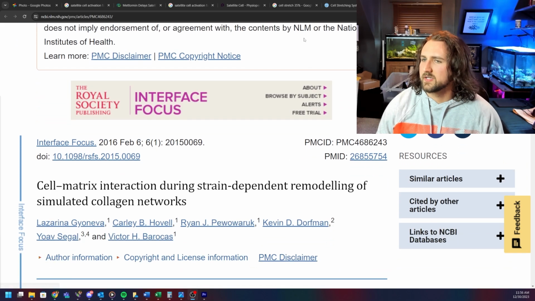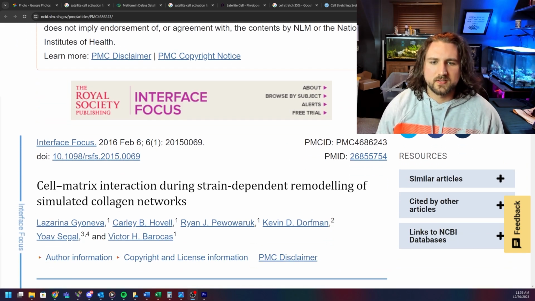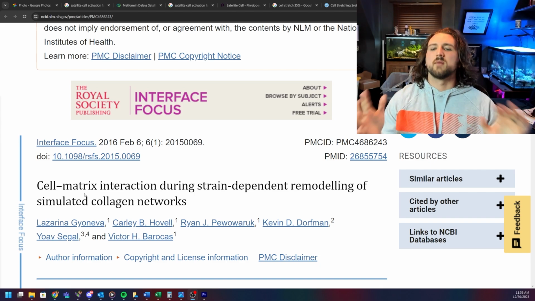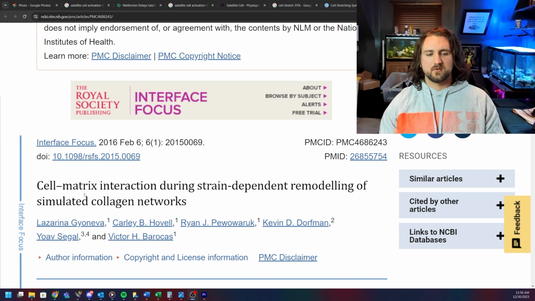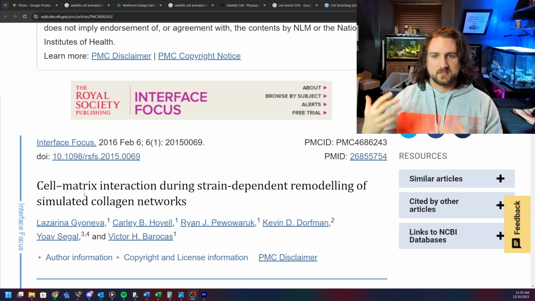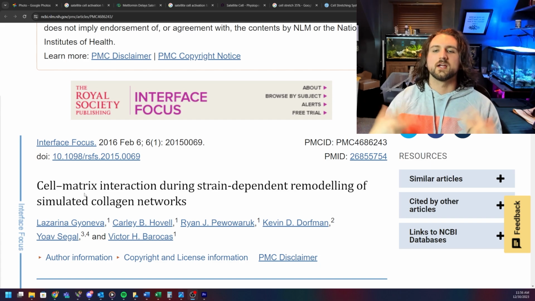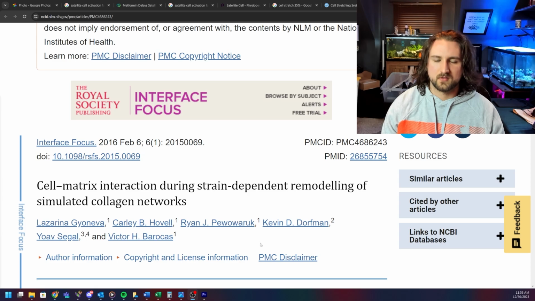Basically, the study, which I'll link in the description, is called cellular matrix interactions during strain-independent remodeling of stimulated collagen networks. So what this is saying is they did a bunch of calculus to figure out the rough model of how collagen interacts with its cells. So, the extracellular matrix and the cells that provide the working tissue of the collagen.